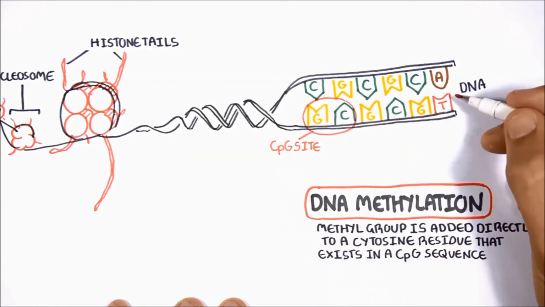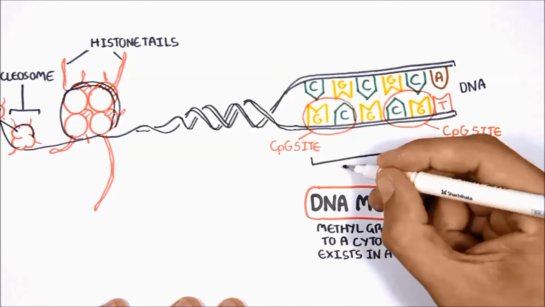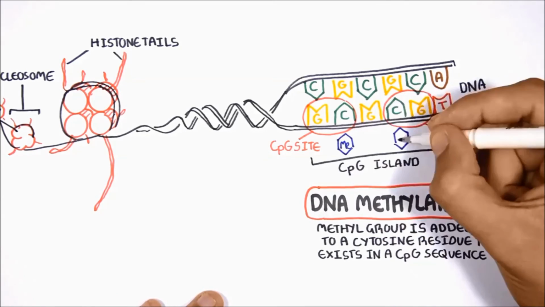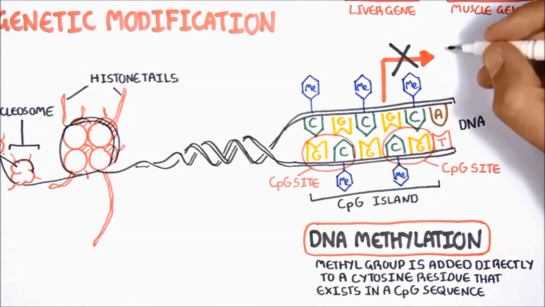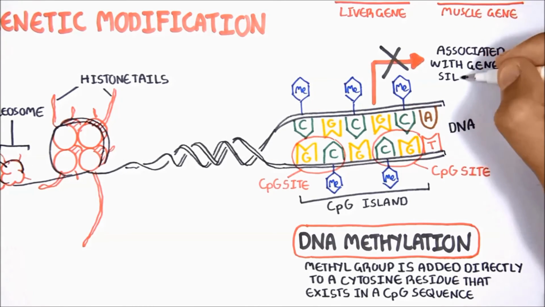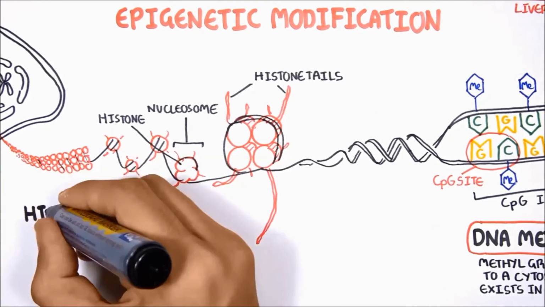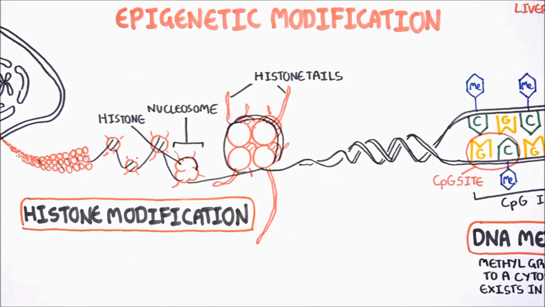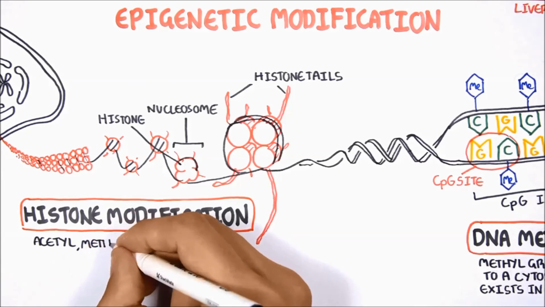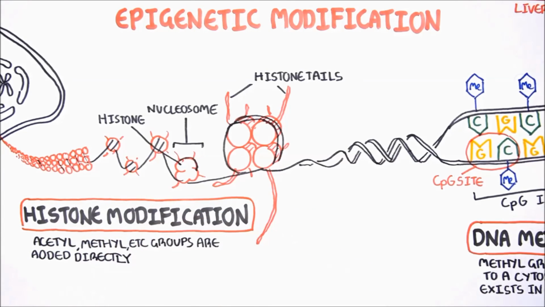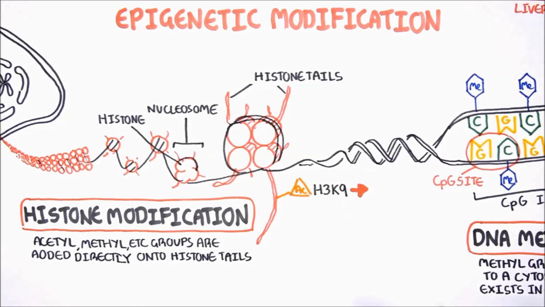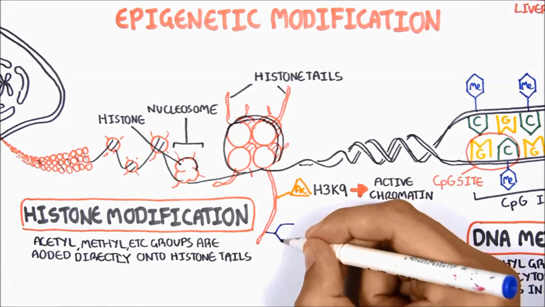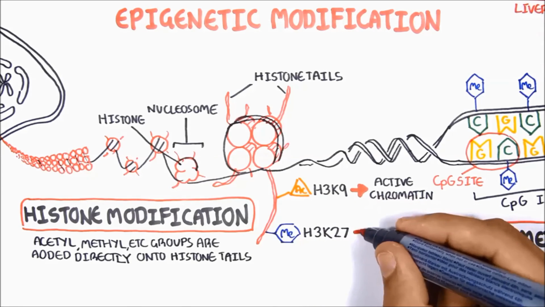So for example, here we have many CpG sites that make up a CpG island, and here the cytosines are methylated. The methylation of CpG sites in promoter regions is associated with gene silencing. The second type of epigenetic modification is histone modification. This is where acetyl or methyl groups are directly added onto histone tails, and this will modify gene expression. For example, histone 3 lysine 9 acetylation correlates with transcription activation, and histone 3 lysine 27 trimethylation with transcription repression.